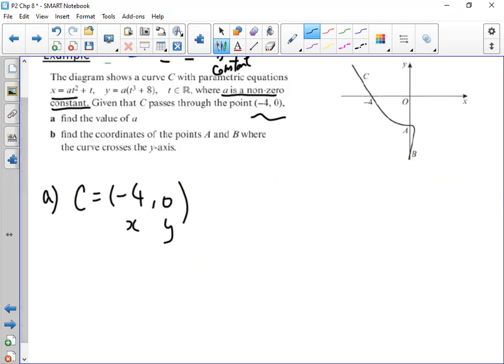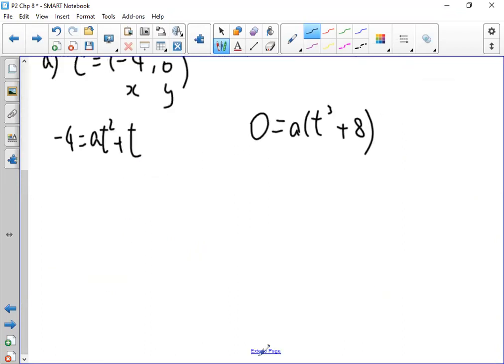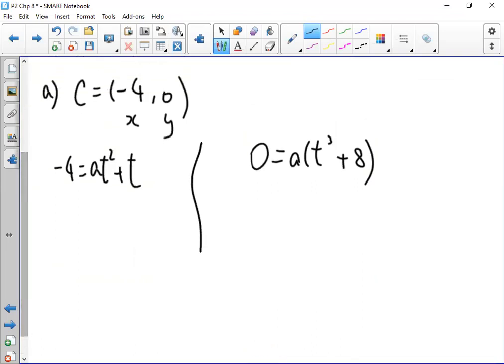Well, we've got two equations, one with x, one with y. So if we replace the minus 4 into the x equation, then minus 4 equals at squared plus t. But also, sub in the y equation: y equals at cubed plus 8. Okay, now I've got two of them. Question is, which one do we use? If you're unsure, why don't we try both?